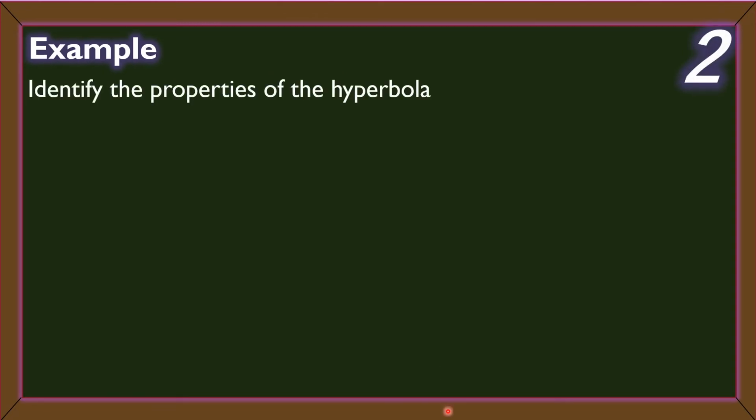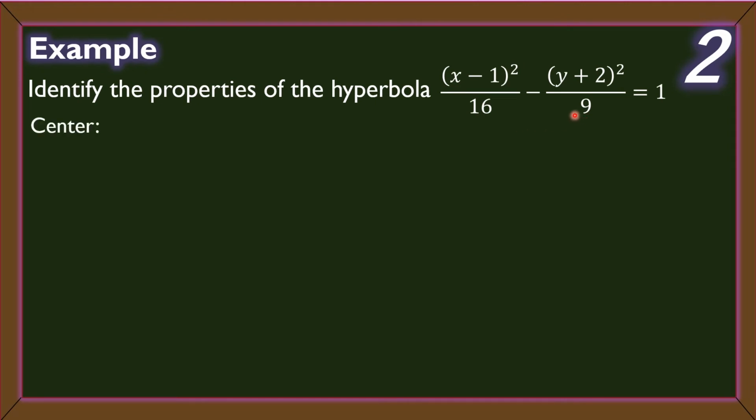Example number 2. Identify the properties of the hyperbola (x - 1)^2/16 - (y + 2)^2/9 = 1. From the given equation, we can readily identify the coordinates of the center. That is (1, -2). And before we can identify the other properties, let us find the values of a, b, and c.